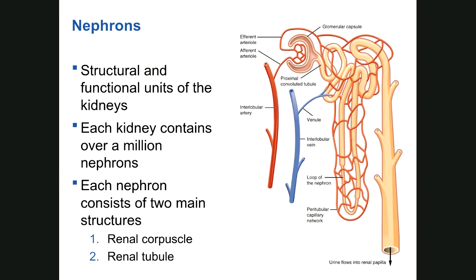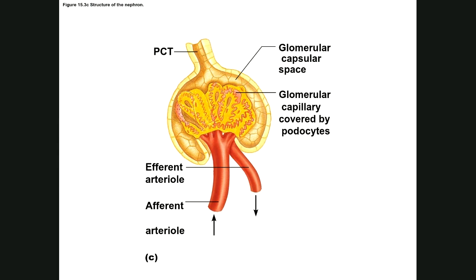So this is the basic functional unit structure, the nephron. This is the corpuscle again, and you can see the tuft of the glomerular capillaries, covered by the podocytes, which are specialized cells with foot processes that make slit-like openings, and this will control the filter that is going to be important in the process of excretion.